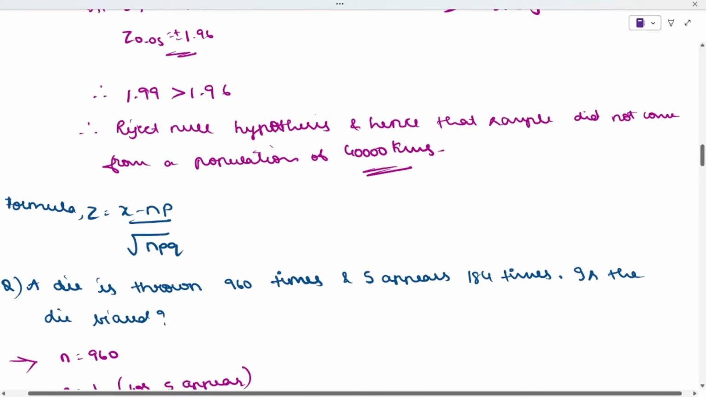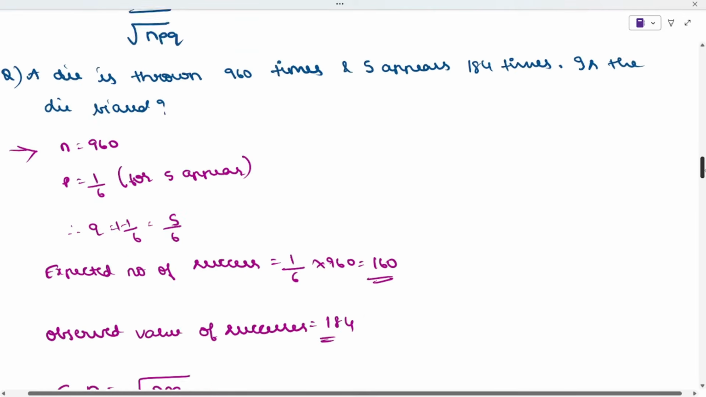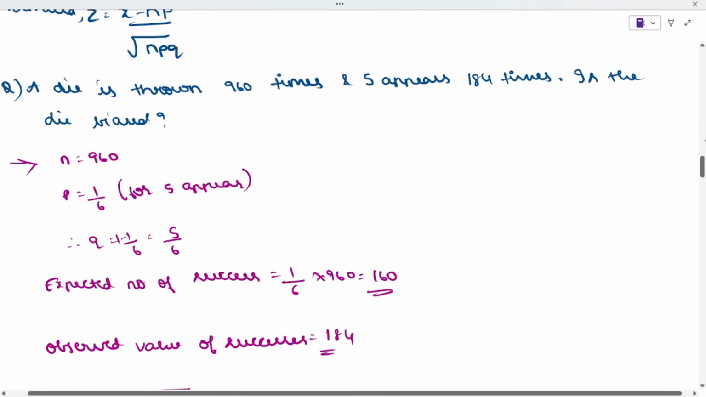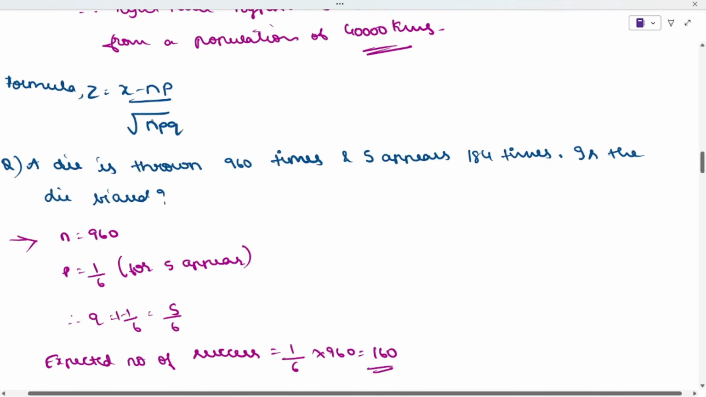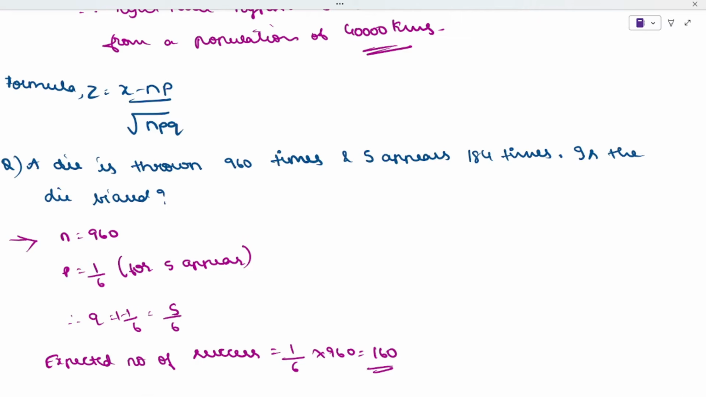Now the next type of problem we'll move on to. That is one of the easiest again. Z is equal to x minus np divided by root npq. This is one of the easiest. If it is a die or some coin, head, tail and all, some random samples come in. See here, a die is thrown 960 times. You know this is the value of n, and 5 appears 184 times.